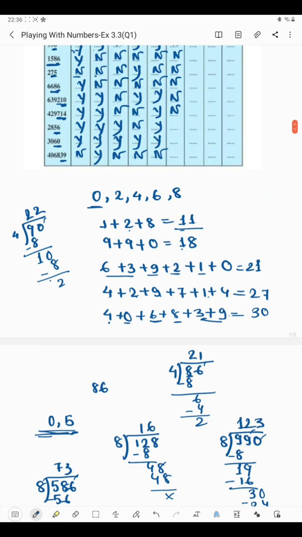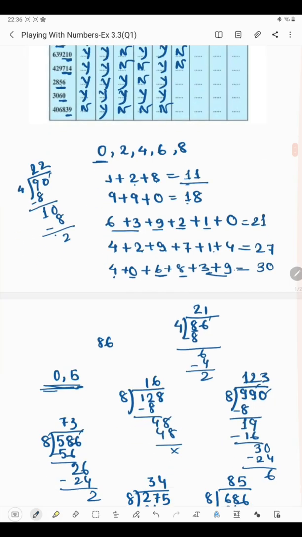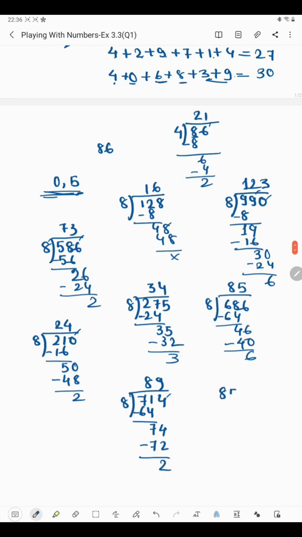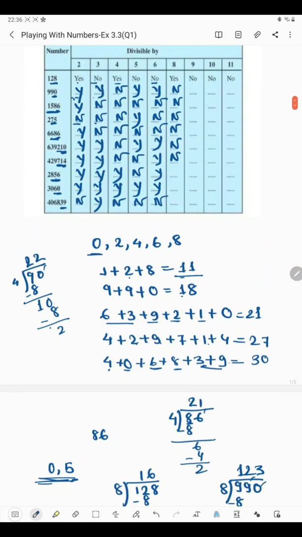Okay. Now here we have 856. Now 8 1s are 8. Now here 8 7s are 56, means 5 will come down. Then 0 will be. See, if you want to see the division here, 8 1s are 8. Okay. Now 5 will come down. Now the 5 cannot be divided by 8. So here we will put 0. Then 6 will come down. Now 8 7s are 56. So what we have seen is that we have got 0 as remainder. So we'll write yes.